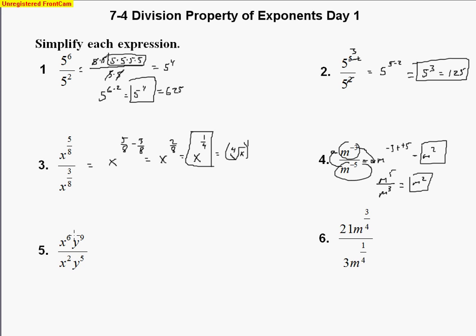Same thing over here. Now we've got two different problems. We've got the x's to deal with, so we'll subtract those exponents. 2 from 6, and do the same thing with the y's. So 5 from 9, leaving us with x to the 4th power, y to the 4th power.